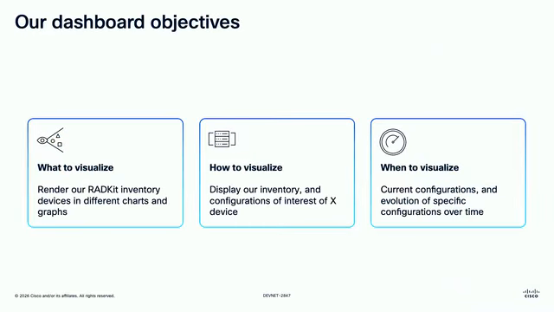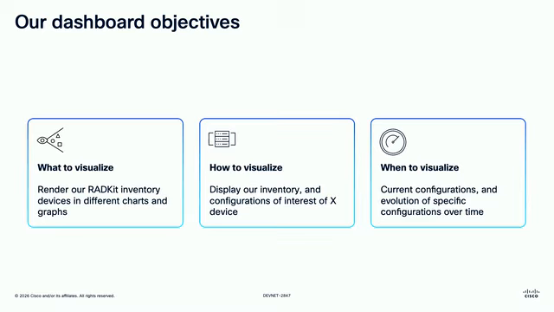We're going to do the following. These are our objectives, right? The what, how, and when. We are going to get information from our RADKit inventory. We're going to get current configurations in the moment we ask for them. We're going to do that by displaying our inventory. We're going to display configurations of interest and configurations in a time series based.